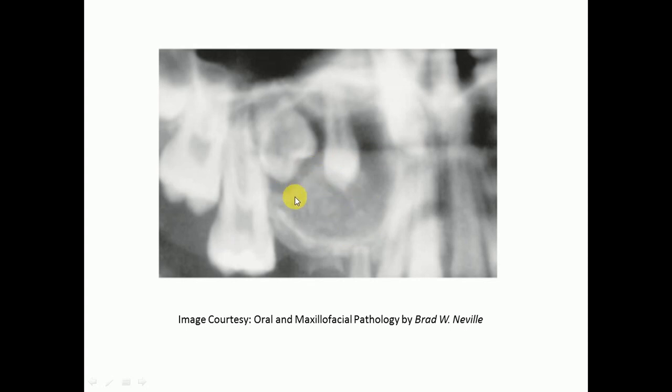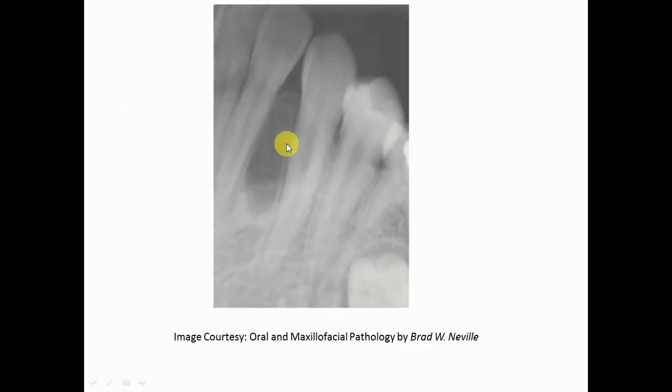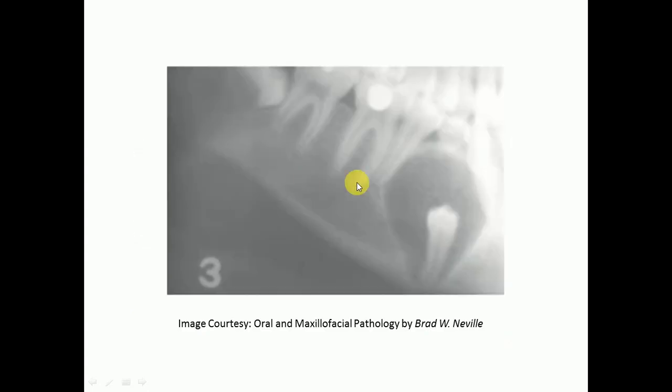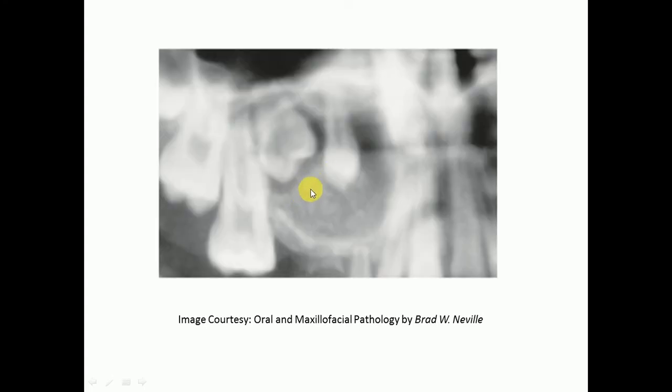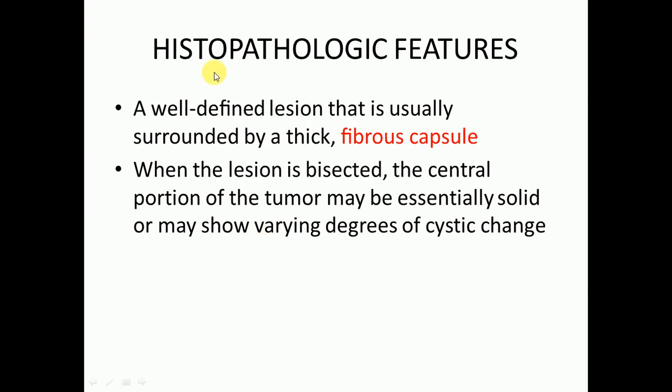You can see snowflakes. And yes, this was the extrafollicular type which we have studied. The other one was the follicular, and this one is the extrafollicular between the roots, and these are the snowflakes which you can see here. Now we'll discuss the histopathological features.